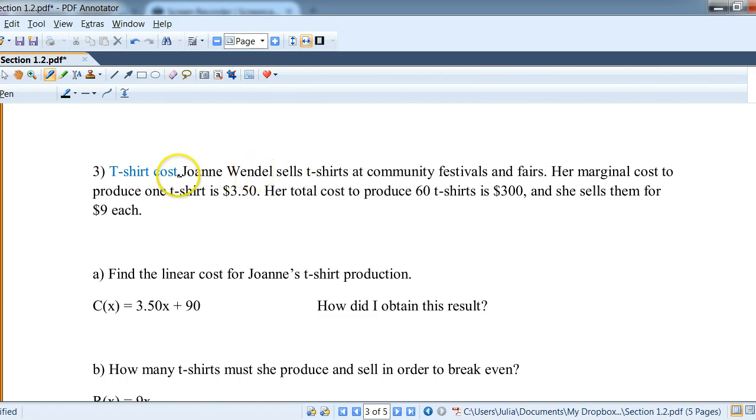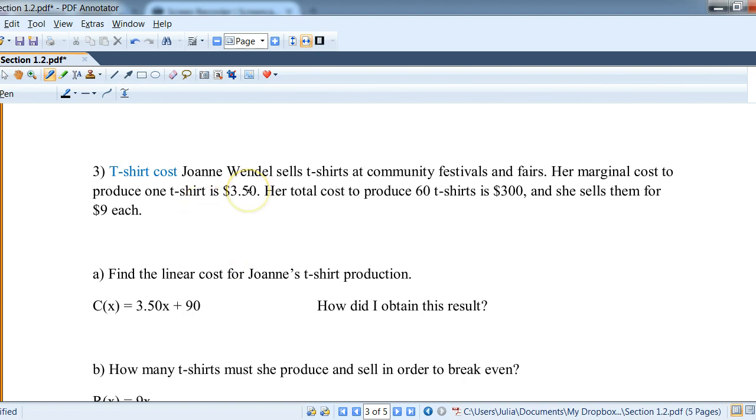T-shirt cost. Joanne Wendell sells t-shirts at the community festivals and fairs. Her marginal cost per t-shirt is $3.50, and her cost of 60 t-shirts is $300, and she sells them for $9 each. So I already wrote the result. How did I get the result?